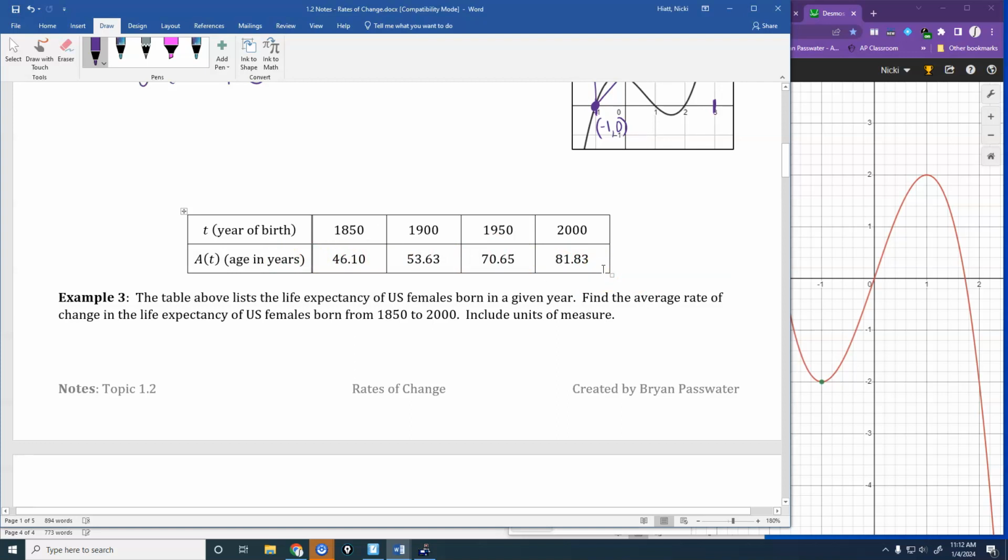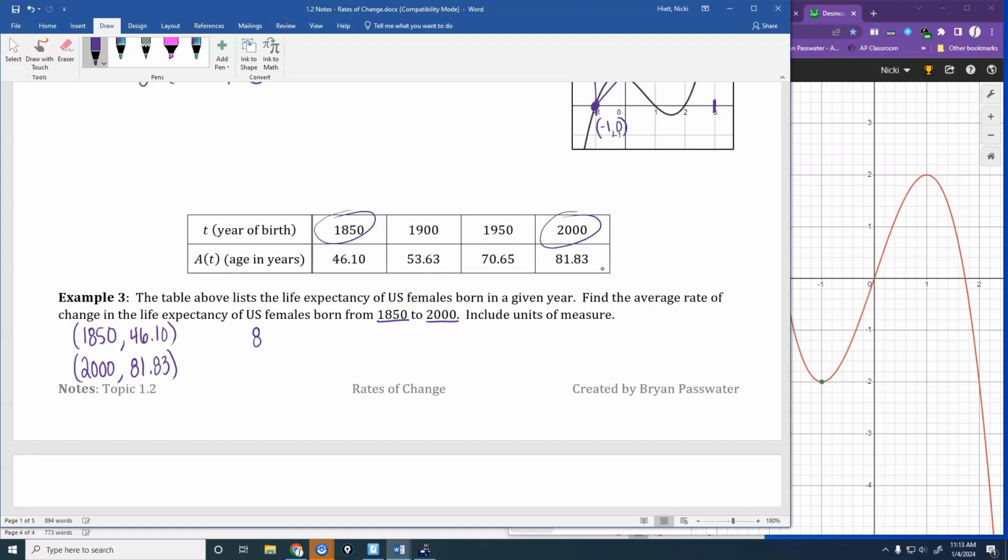So, if I want to know the average rate of change between 1850 and 2000, here's my 1850 and 2000. The coordinates for that would be (1850, 46.1), and then the 2000 would be (2000, 81.83). Those other numbers in the middle are not going to matter. We just need those two in the range that it's asking us for. And so we're just going to do the slope formula with this. If you see one like this with decimals, I'm going to try to put a calculator next to it. If I've forgotten, it's probably a calculator problem.